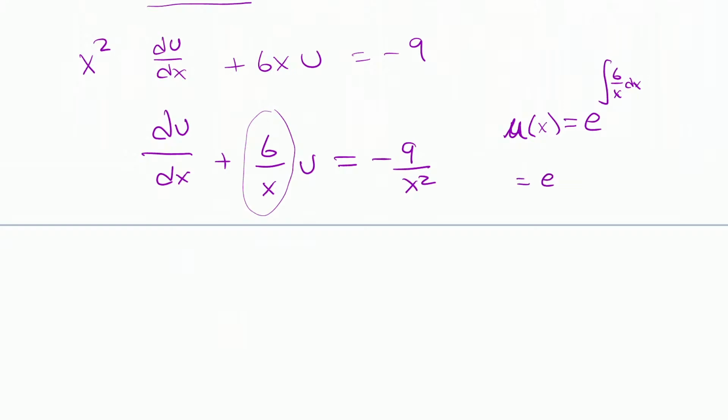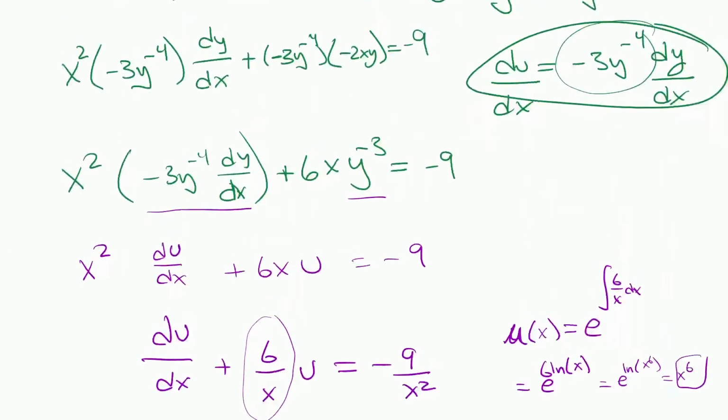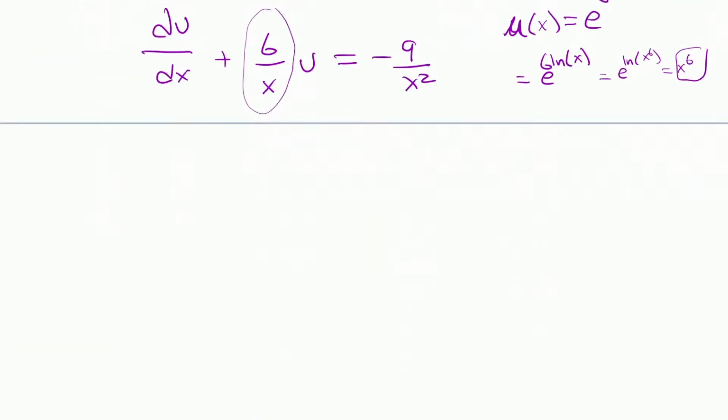This is going to be e to the natural log of 6 natural log of x. And then you move the 6 inside the natural log, so e to the natural log of x to the 6th. And then you just get x to the 6th. So that's the integrating factor. So I know we've done a substitution. Now we've got an integrating factor.